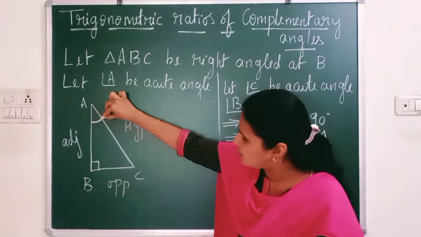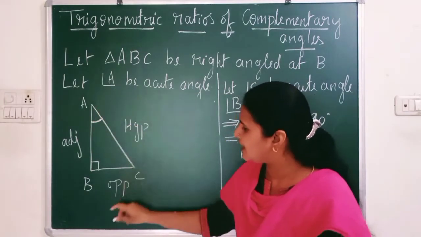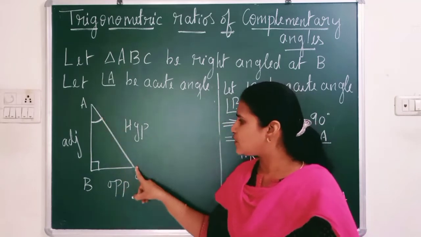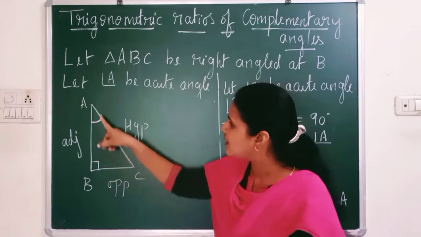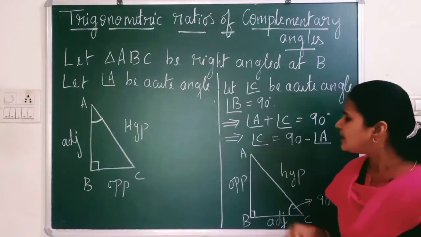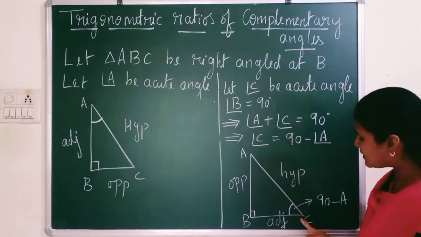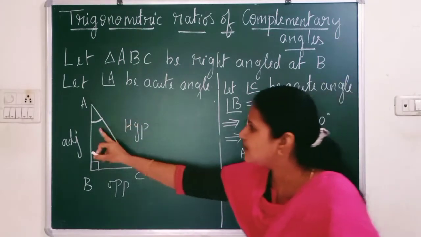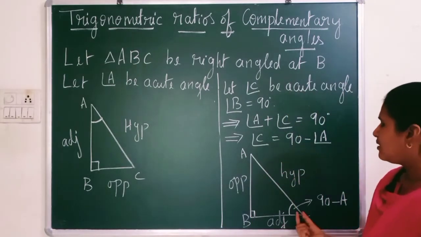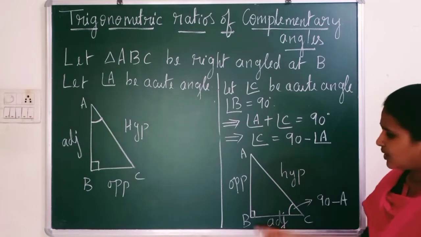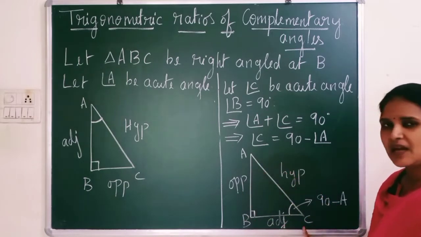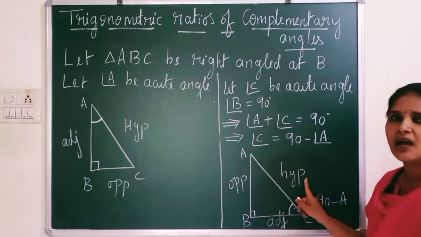If A is an acute angle, what is opposite to angle A? That is BC. So BC becomes opposite, AC as usual every time is the hypotenuse, and AB is the adjacent. Next, let us consider angle C as the acute angle. Here I considered angle A as the acute angle; now I consider angle C. If angle C is the acute angle, AB becomes the opposite, BC becomes adjacent and AC becomes hypotenuse.